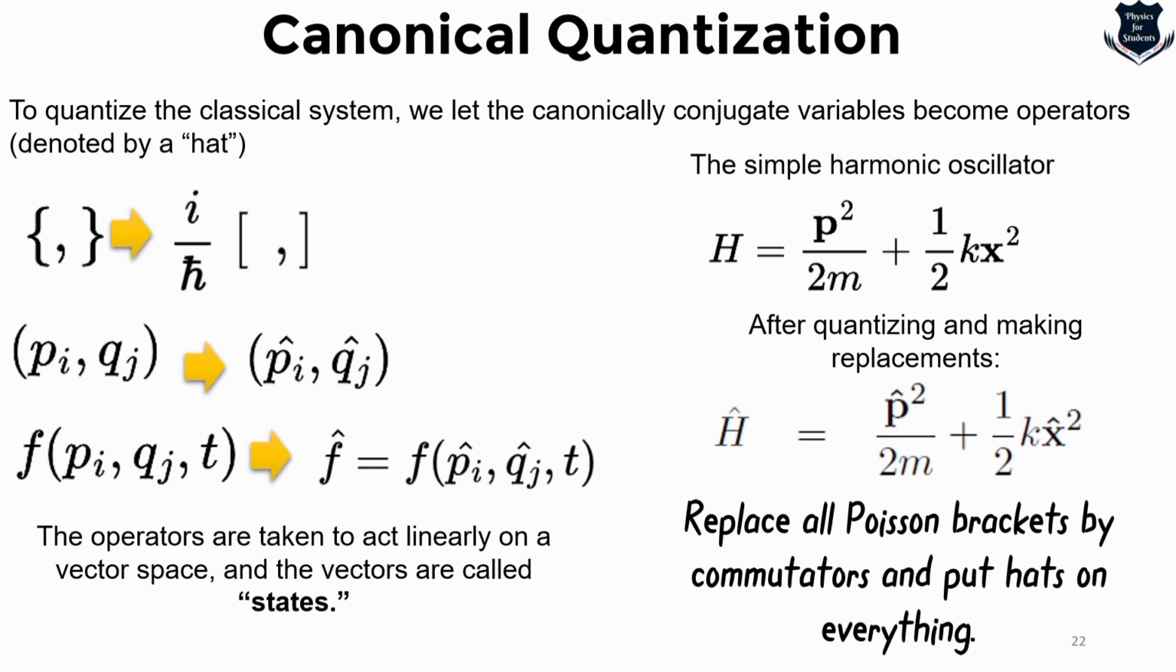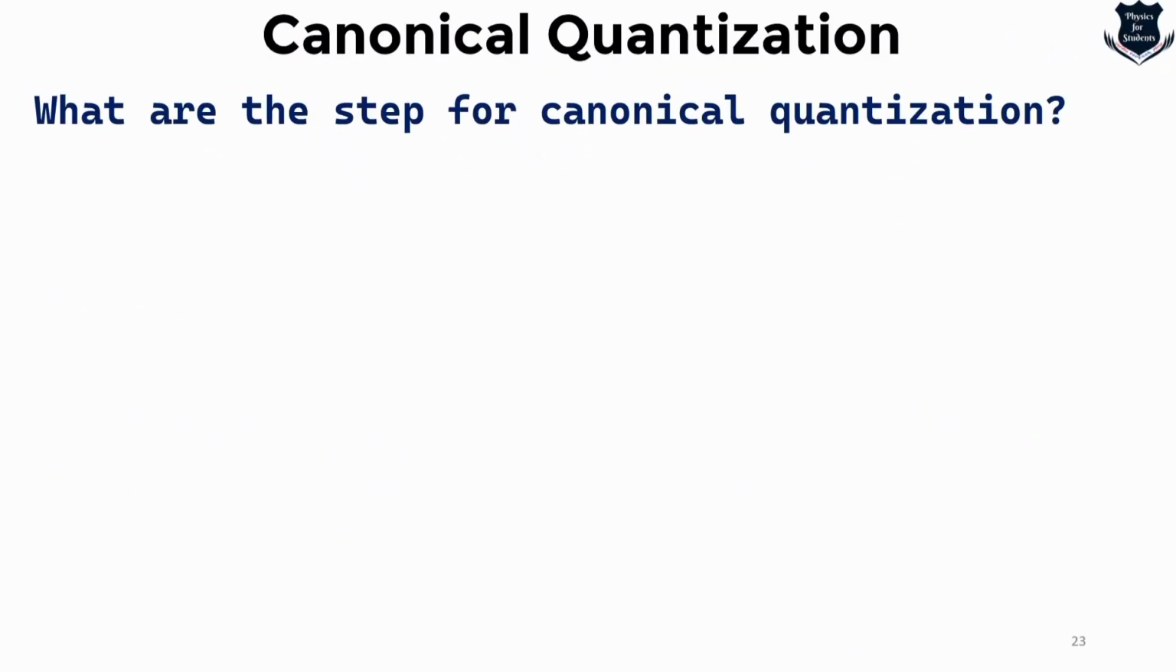The question is, is there a step? What is the way? I have skipped certain steps. What are the ways in which we can find out the canonical quantization? Coming up in the next part of our video.